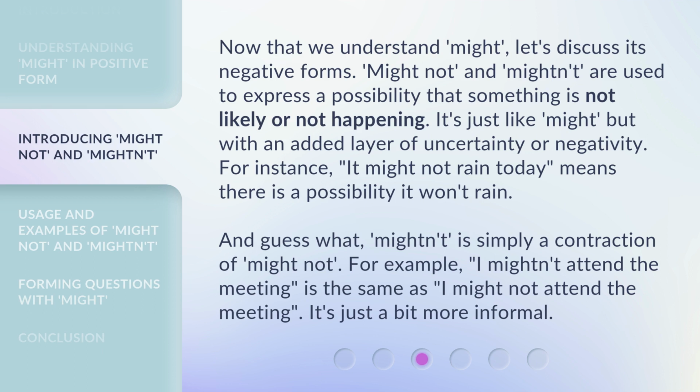And guess what? Mightn't is simply a contraction of might not. For example, "I mightn't attend the meeting" is the same as "I might not attend the meeting." It's just a bit more informal.